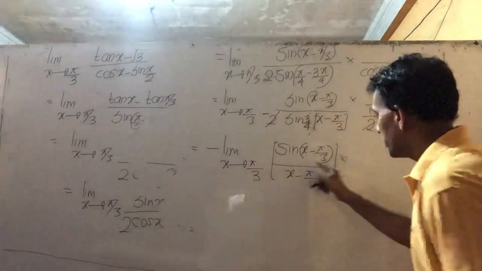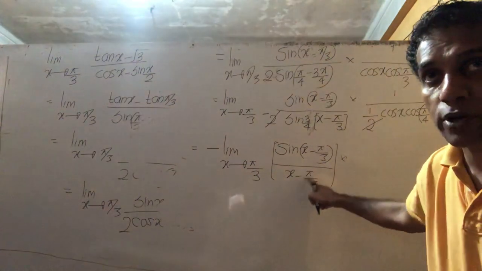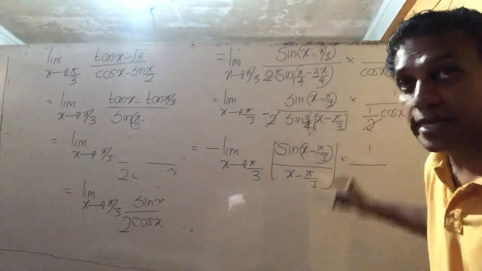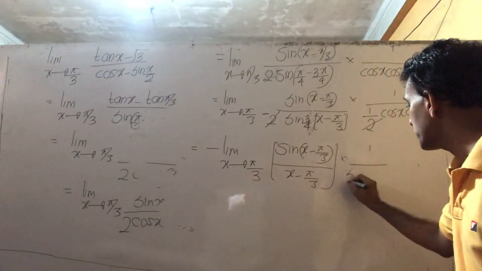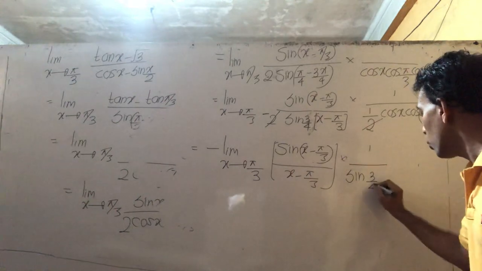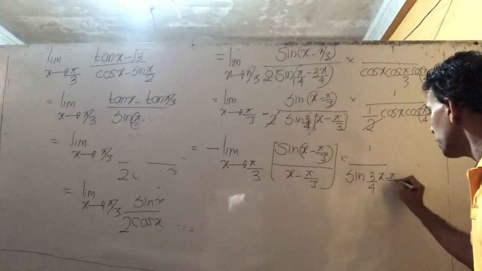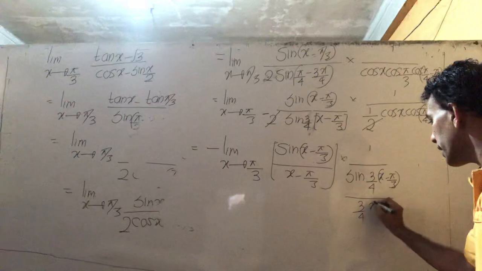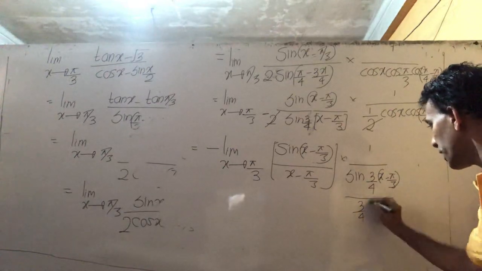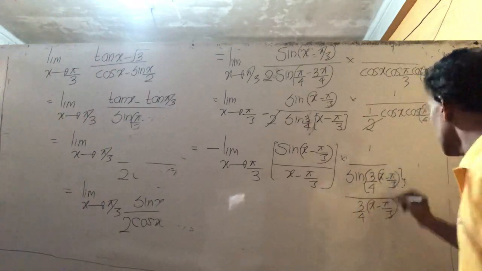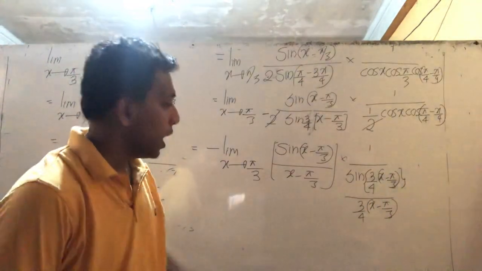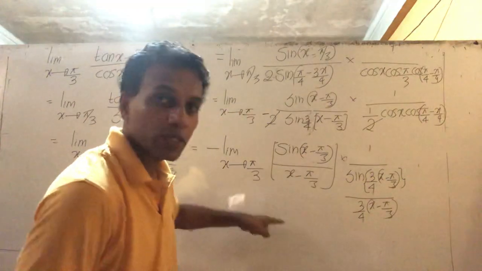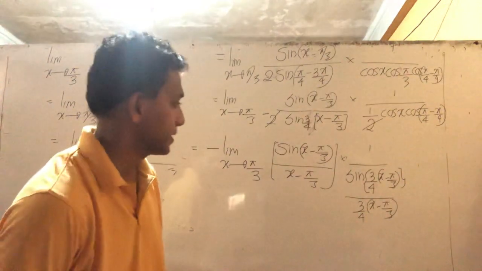Now see, this is an additional term, remember, the additional part not in the original problem. So therefore, 1 over sine theta over theta, that is sine of 3 over 4 into x minus pi by 3, over 3 over 4 into x minus pi by 3. Okay, is it the sine theta over theta pattern? And now see, the x minus pi by 3 parts are cancelled.